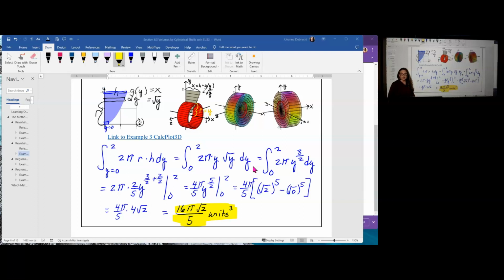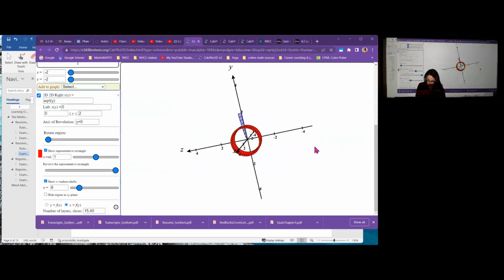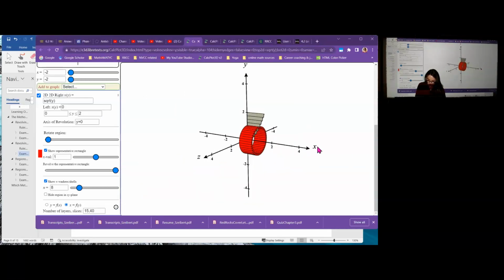Let's go ahead and take a look at what it looks like in CalcPlot 3D. In CalcPlot 3D, you can see the shell that's created here, and it's revolved around the x-axis. When we unrevolve it, we'll be able to see the region a little bit more clearly. Notice that we had to check the box for x as a function of y, and we had to enter the right function as the square root of y, and the left function as x equals 0, the y-axis. Then our lowest horizontal rectangle goes from 0 to the highest rectangle at y equals 2.